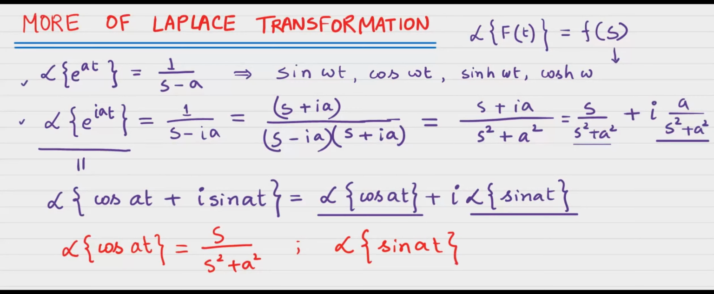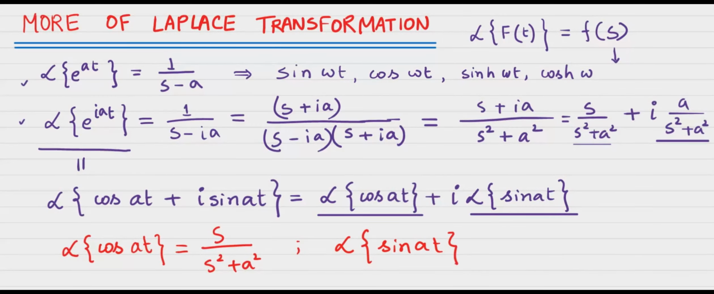Now let us find the Laplace transformation of the hyperbolic trigonometric functions, such as sine hyperbolic and cosine hyperbolic. So how do we find the Laplace transformation of sine hyperbolic? The first method is of course to employ direct integration, but as you can understand, this is going to be quite tedious. So this is what we are going to do.